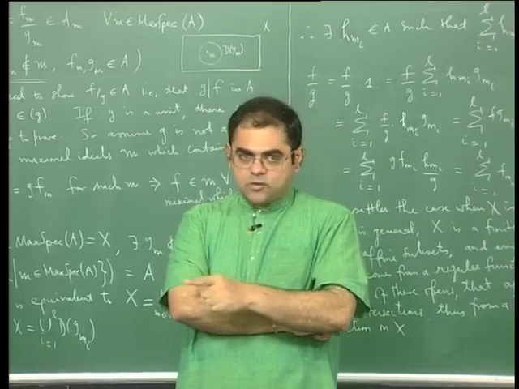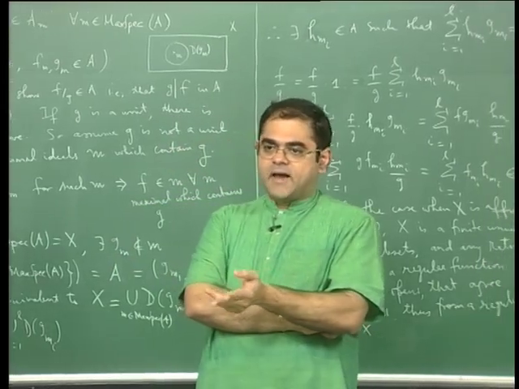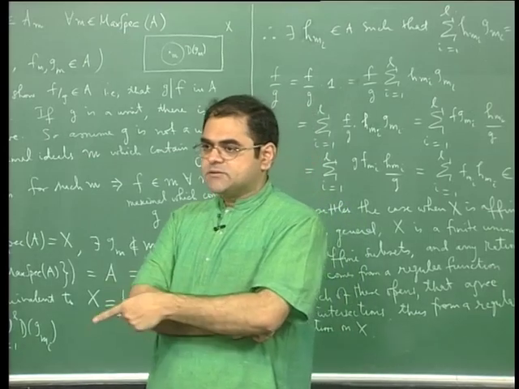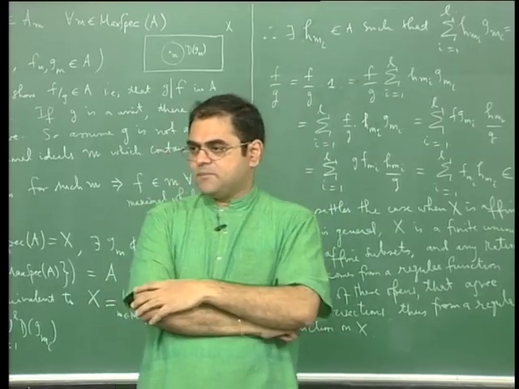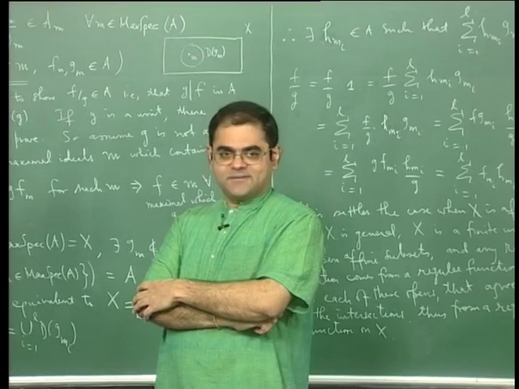Any variety X is always birational to itself by the identity map, which is an isomorphism. And if X is birational to Y and Y is birational to Z, then X is birational to Z, because any two open sets will always intersect.